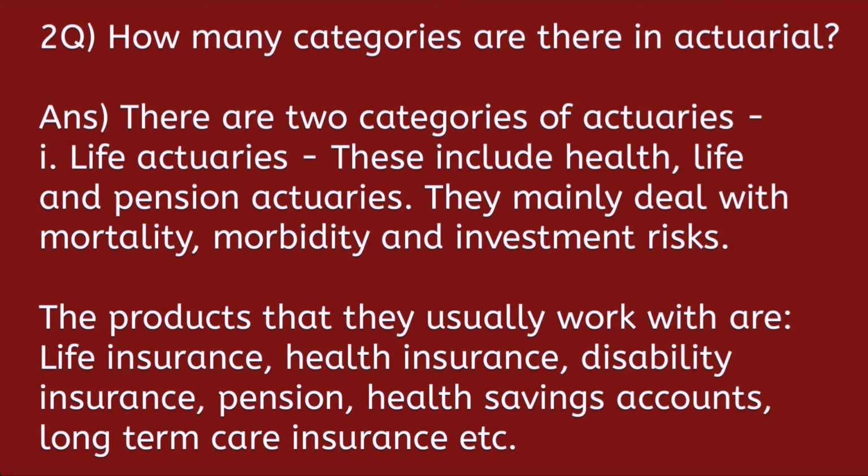How many categories are there in actuarial work? There are two categories of actuaries. Life actuaries. These include health, life, and pension actuaries. They mainly deal with mortality, morbidity, and investment risk. The products that they usually work with are life insurance, health insurance, disability insurance, pension, health savings accounts, long-term care insurance, etc.